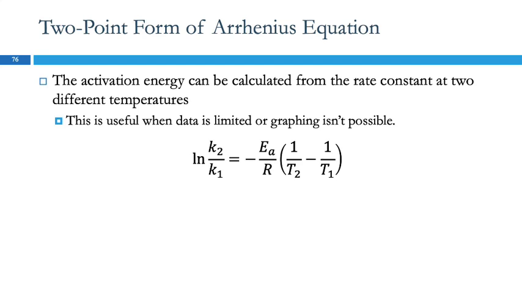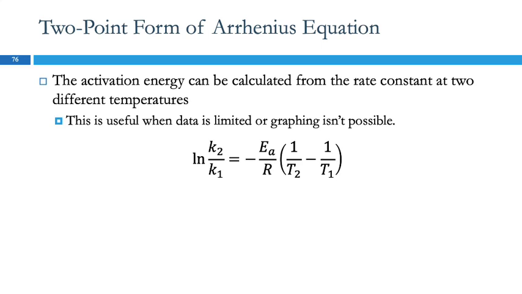Okay, what if we don't have a lot of data or we just really don't want to graph the stupid thing? What can we do? This is called the two-point form of the Arrhenius equation. And this is derived from the linear form. If you're interested in how that works, we can talk about it later. Most of you are like, no, I believe you. We'll just use that. That's in your sheet of equations also.